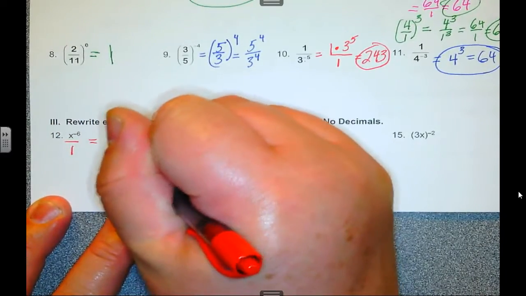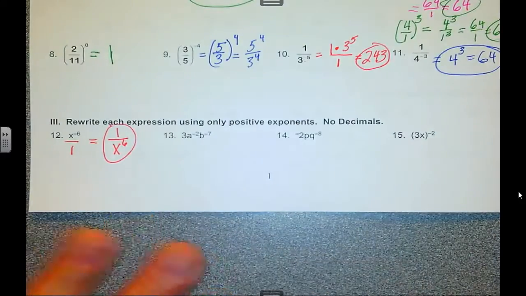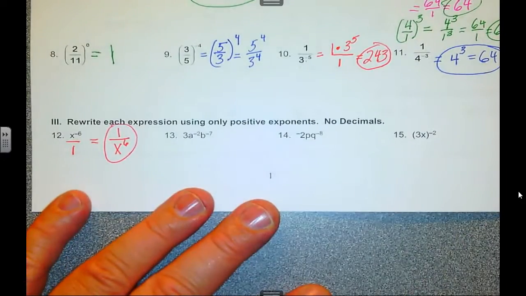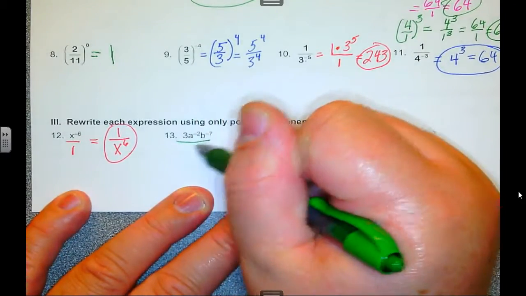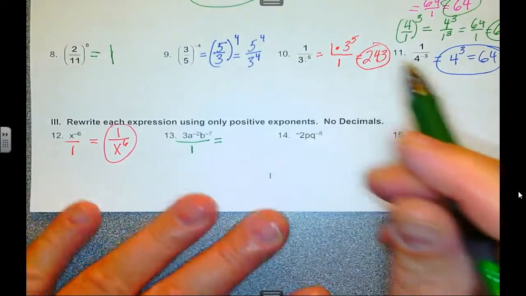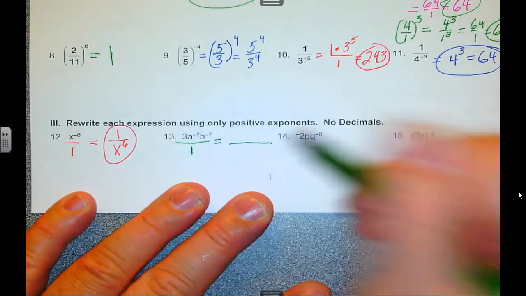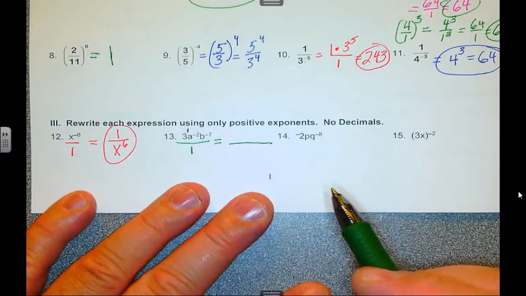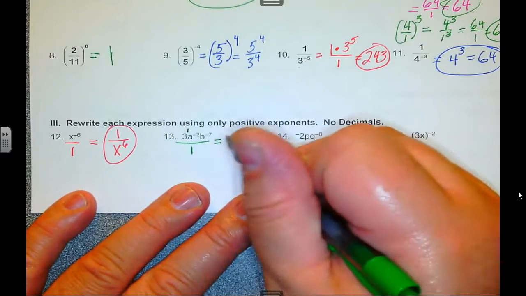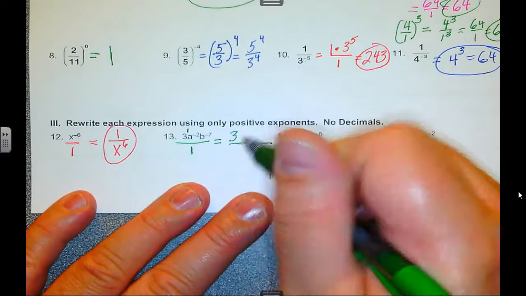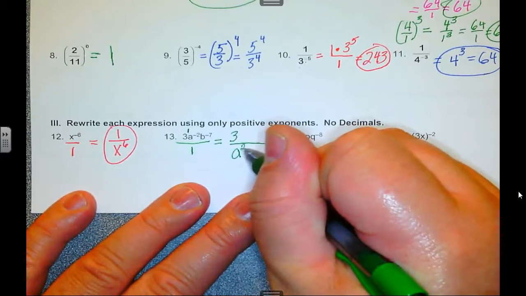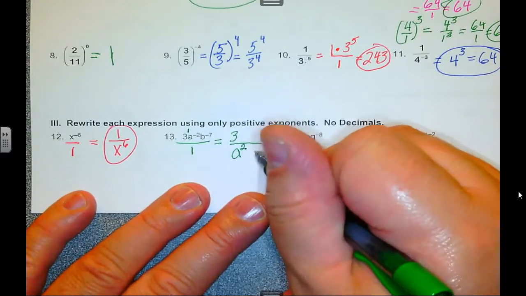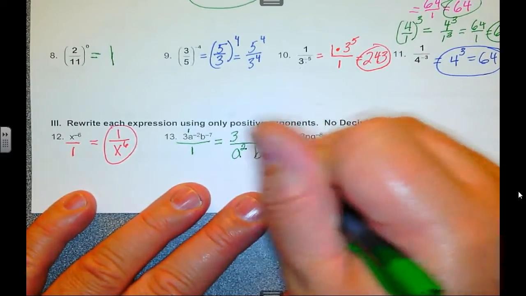One over x and make it positive. X to the 6. How about 13? Let's see, I'm going to put this over 1. Now, what kind of exponent does 3 have? It has a 1. Is that positive or negative? It's positive, so am I going to change the 3's location? Good. I'm going to move the a to the denominator, make that exponent positive. And I'm going to move the b to the denominator, make that exponent positive. So here's my answer.